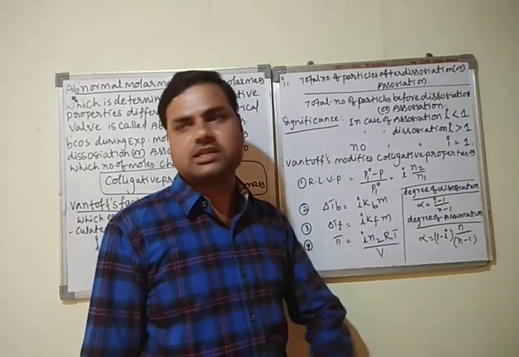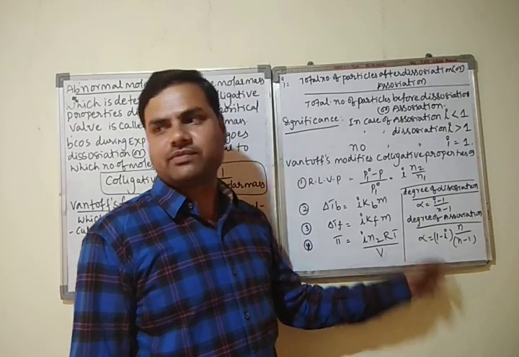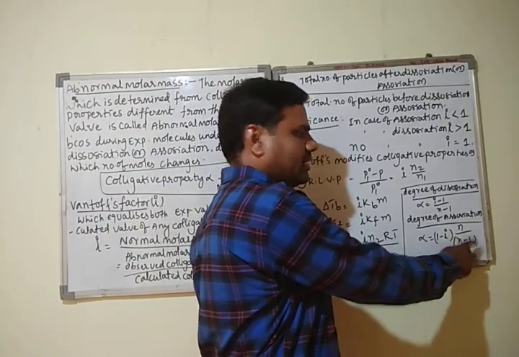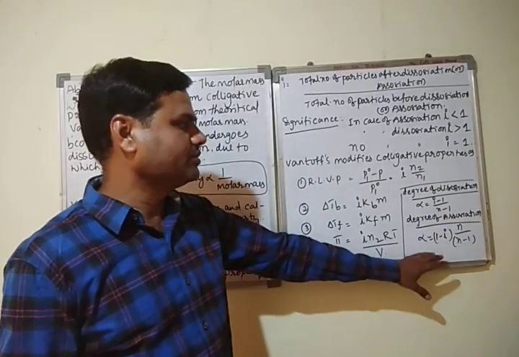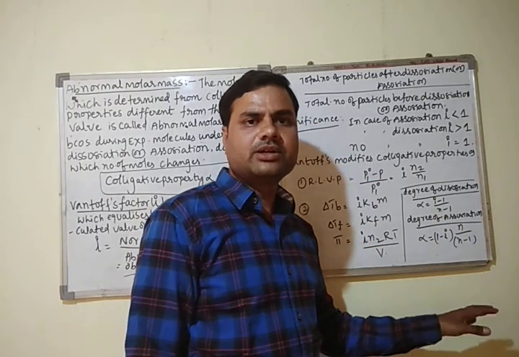And degree of association, it is a dissociation formula, and for the association formula, alpha is equal to (1 minus i) into n by (n minus 1). These two formulas are used to calculate what? Degree of dissociation and degree of association.